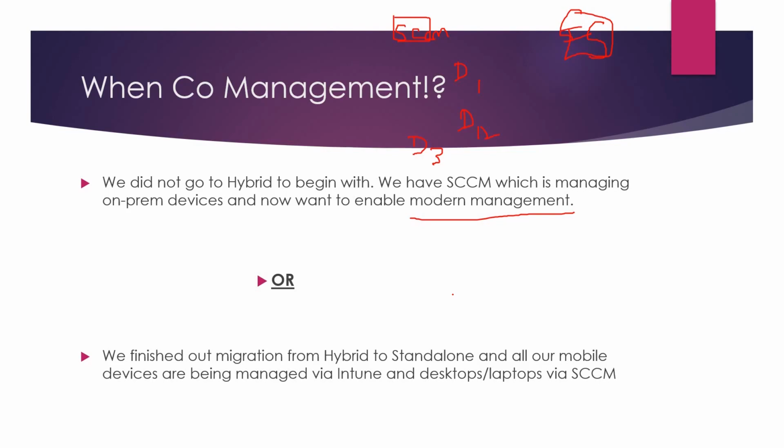The other scenario was, let's say that we had the hybrid setup, and we migrated from hybrid to mixed, and then eventually to Intune standalone, and all our mobile devices now started getting managed via Intune. However, we did not move the management of the Windows 10 devices. The Windows 10 devices were still being managed via SCCM. And now we want to manage the Windows 10 devices via Intune as well. So that is when co-management came into the picture.